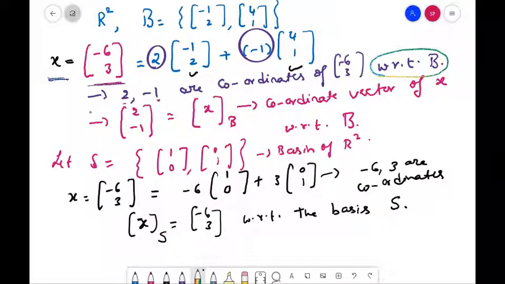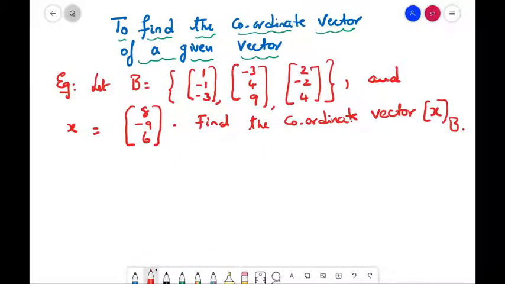I just took a linear combination of these and I got this vector. Suppose directly I know minus 6, 3 and I have to find out what are the scalars with this. It is by trial and error you have to check. It is not that easy to do it. So we have some procedure how to find the coordinates of a vector and coordinate vector, that we will see in the next example, to find the coordinate vector of a given vector.